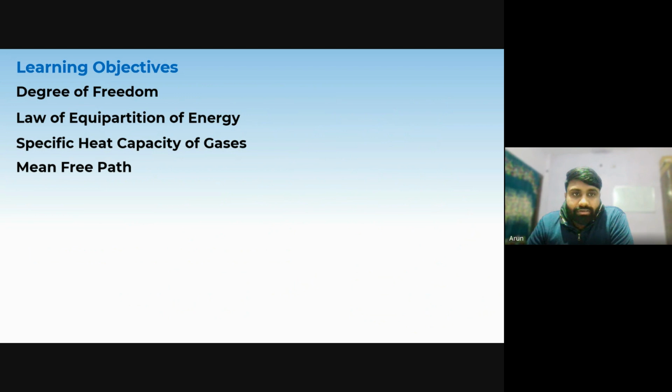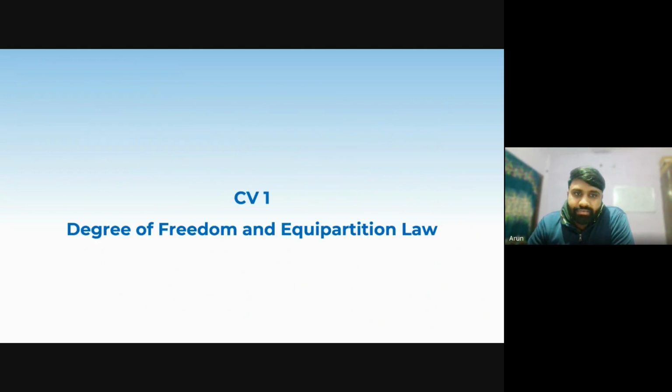Then we are going to learn about the mean free path. Mean free path is the simplest yet very important concept of this topic. Okay. If you are expecting one question from mean free path, it is just a gift to you, because it's a very simple topic. Now, degree of freedom and equipartition of energy.